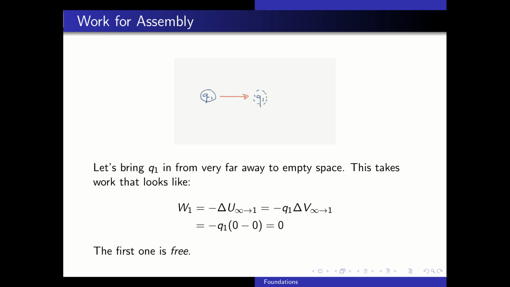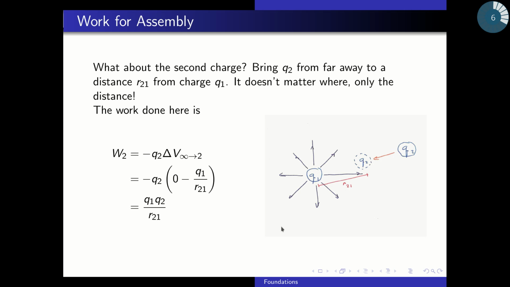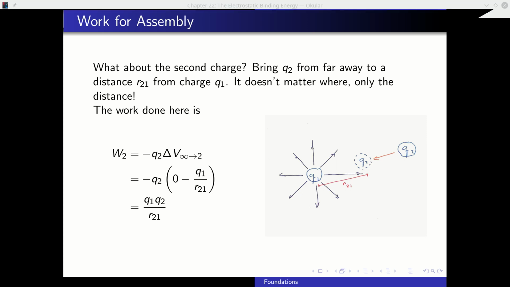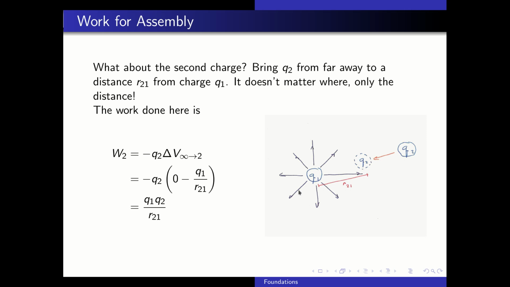When we bring in a second charge, on the other hand, the situation's a little bit different, because while Q2 starts out at infinity where there's no potential, it ends up near Q1 where there is a potential difference.